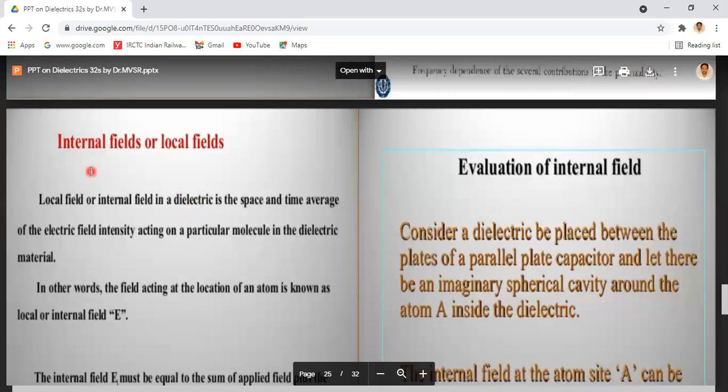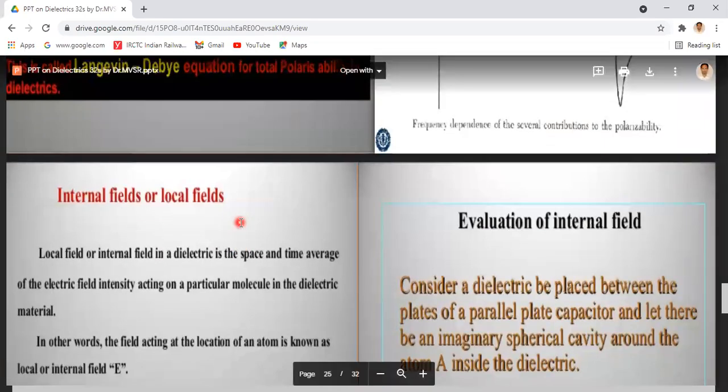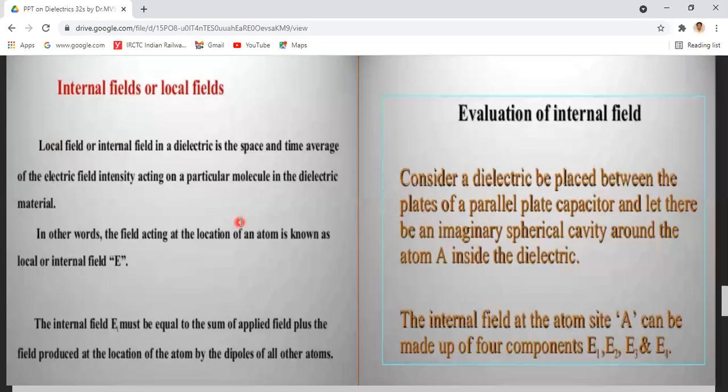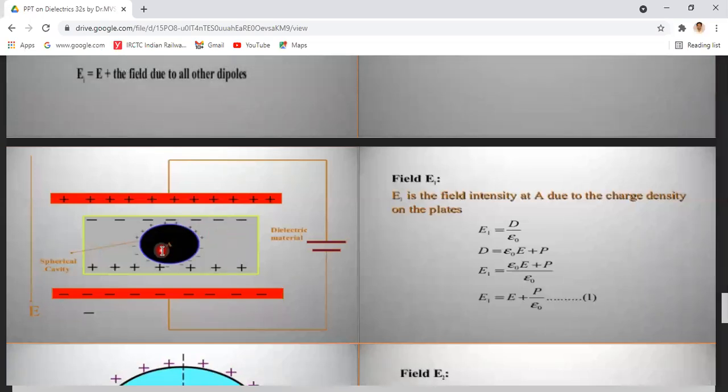Okay, today we are going to start the next concept, internal fields or local fields. So generally in a given dielectric material, how many fields are acting inside the atom of a given dielectric material? So consider here, this is a dielectric material. In this dielectric material, consider an atom A. On this atom, how many fields are acting?